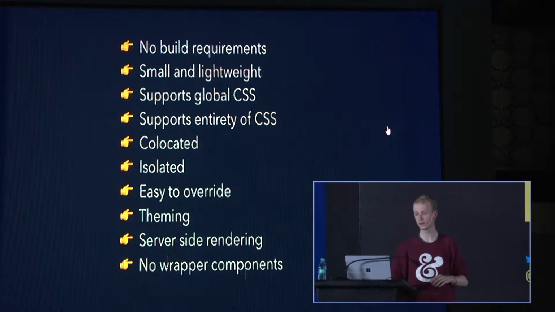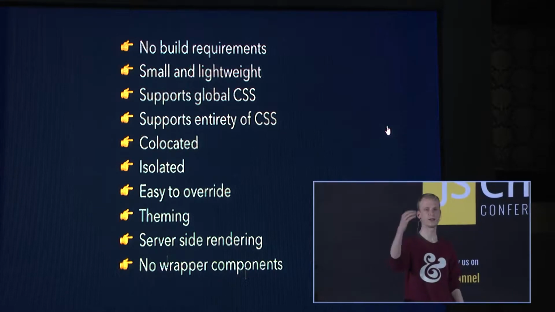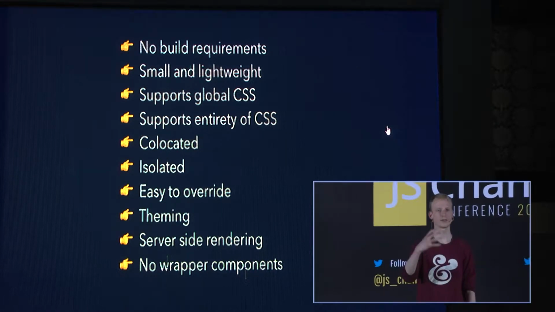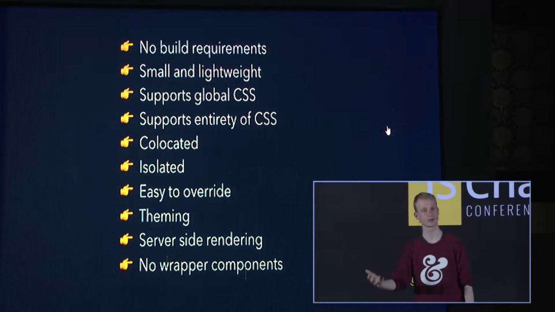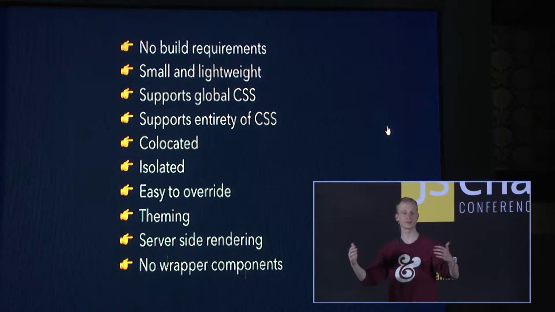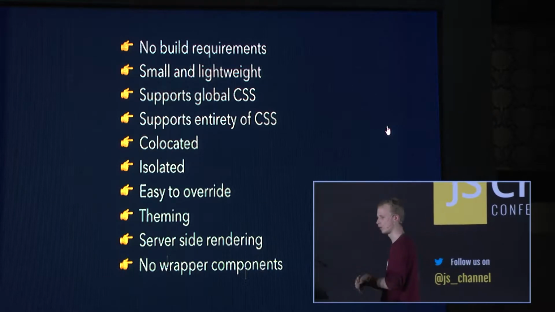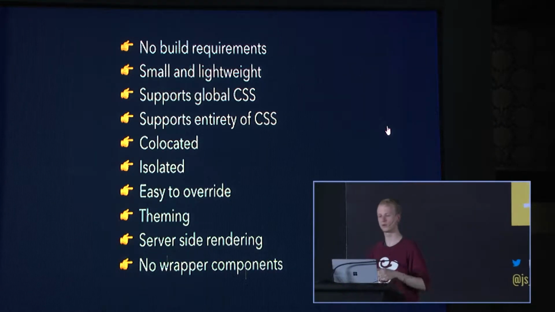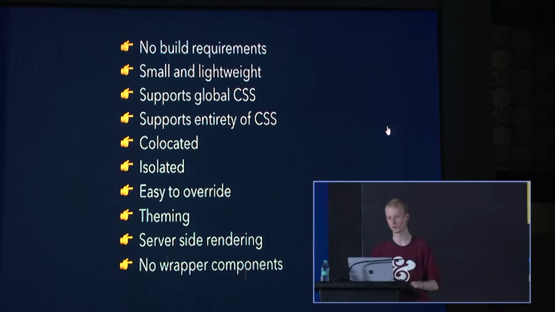And then the important parts are that it's co-located and isolated. If I style a component a certain way, I want that component to always look the same. I don't want it to be affected by anything outside of that component. It should be isolated as much as possible, and very often that will require co-location of styles. And then there's also a bunch of other properties like being easy to override, being themable, having server-side rendering, and not creating any wrapper components that are more library specific.